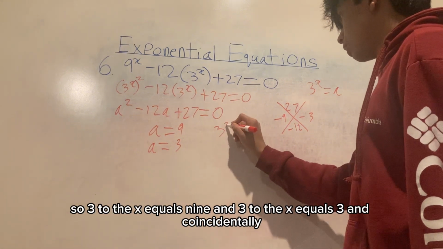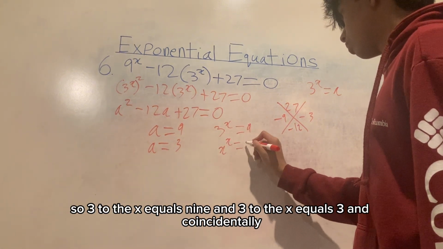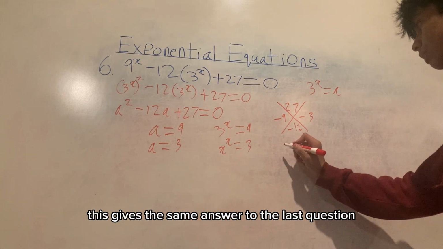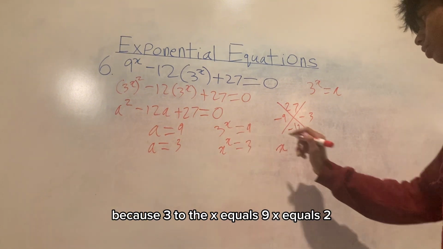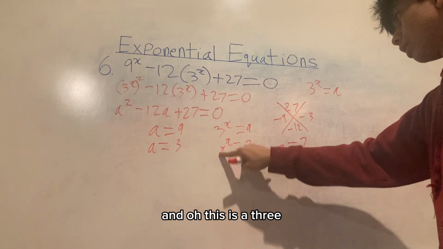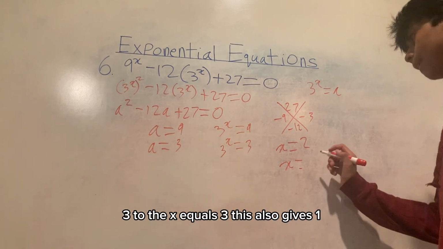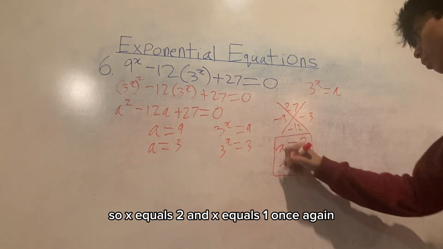So 3 to the x equals 9. And 3 to the x equals 3. And coincidentally, this gives the same answer as the last question. Because 3 to the x equals 9, x equals 2. And 3 to the x equals 3, this also gives 1. So x equals 2 and x equals 1 once again.